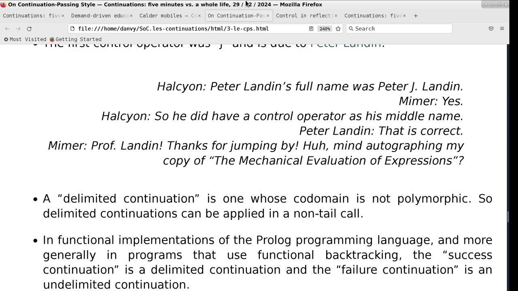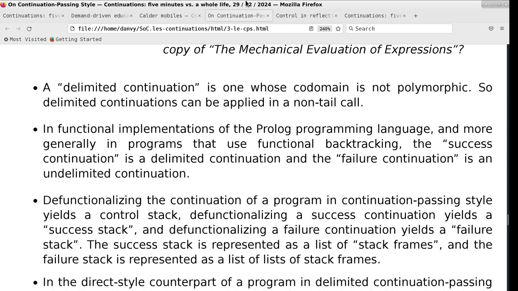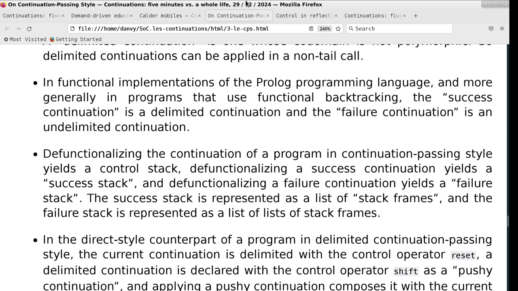A delimited continuation is a continuation whose domain is not polymorphic. So a delimited continuation can be applied in a non-tail call. In functional interpretation, in the implementation of the Prolog programming language, or logic programming, and more generally in a program that uses functional backtracking, the success continuation is a delimited continuation, and the failure continuation is an undelimited continuation.